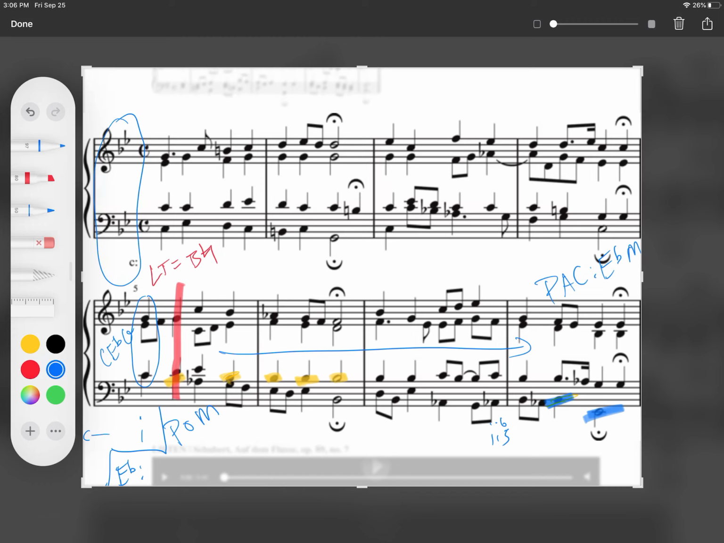What is that in the new key? C minor would be what chord in E flat major? That would be a 6 chord. And there you have it. You've just analyzed your first common chord modulation.